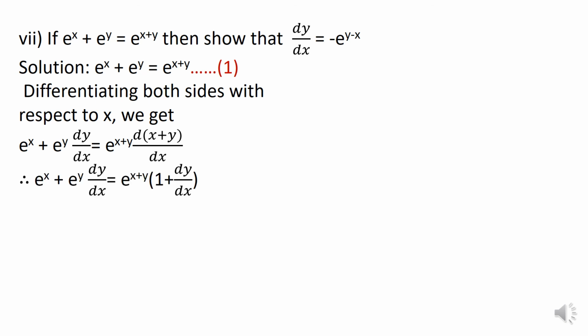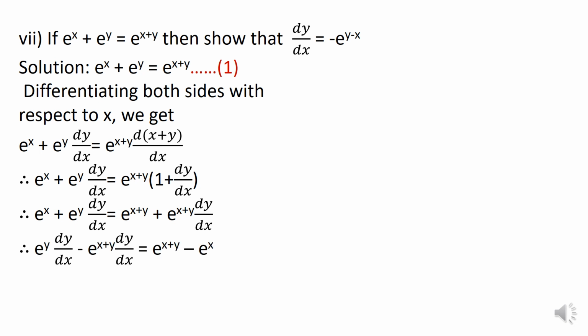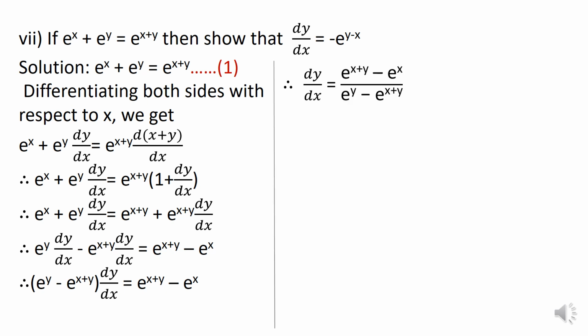In the next step, on the RHS, the differentiation of x + y is 1 + dy/dx. Then in the next step, on the RHS, the bracket is open. It is multiplied with e^(x+y). Then the dy/dx containing terms are brought together on the LHS. The remaining terms are written on the RHS. Then we simplify and get what is dy/dx. But then they have told us that dy/dx is minus e^(y-x).